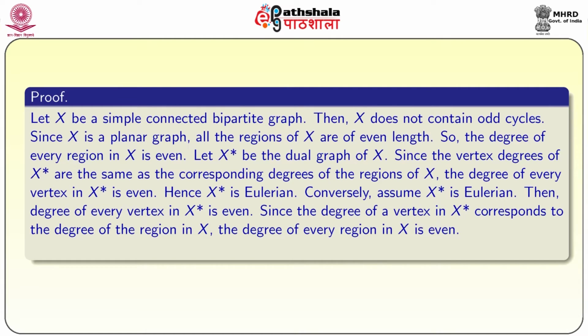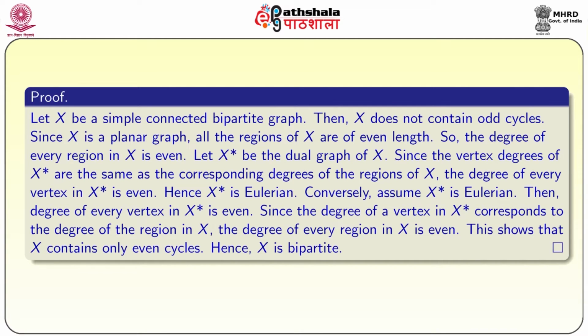Conversely, assume X star is Eulerian, then the degree of every vertex in X star is even. Since the degree of every vertex in X star corresponds to the degree of a region in X, the degree of every region in X is even. So, this shows that X contains only even cycles, hence X is bipartite.